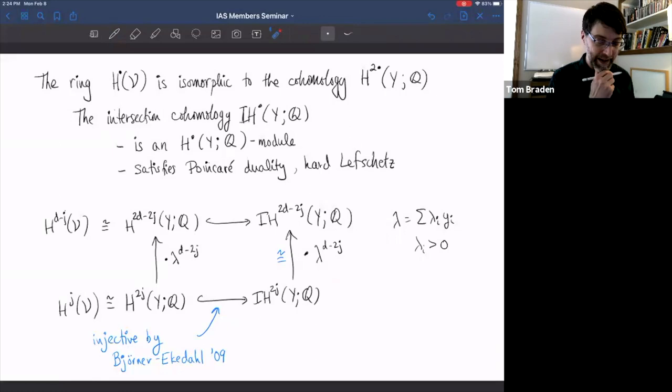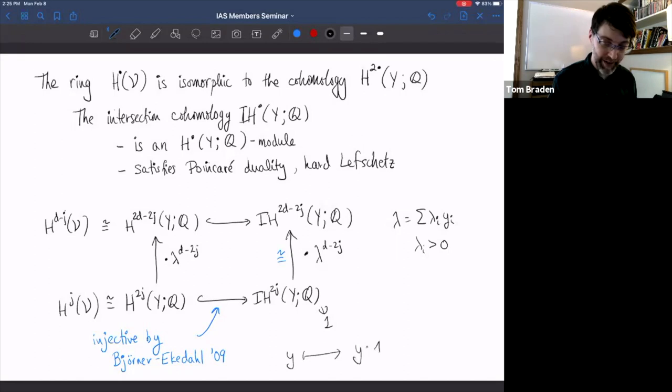But now, that's great, but we were actually interested in the cohomology, but the cohomology maps to the intersection cohomology simply because there's a natural element one. In fact, in degree zero, these are equal. And so there's a unit element, even though intersection cohomology is not a ring, there's still a unit element. And since it's a module over cohomology, you can take an element Y and send it to Y times one in intersection cohomology. So you have this map.